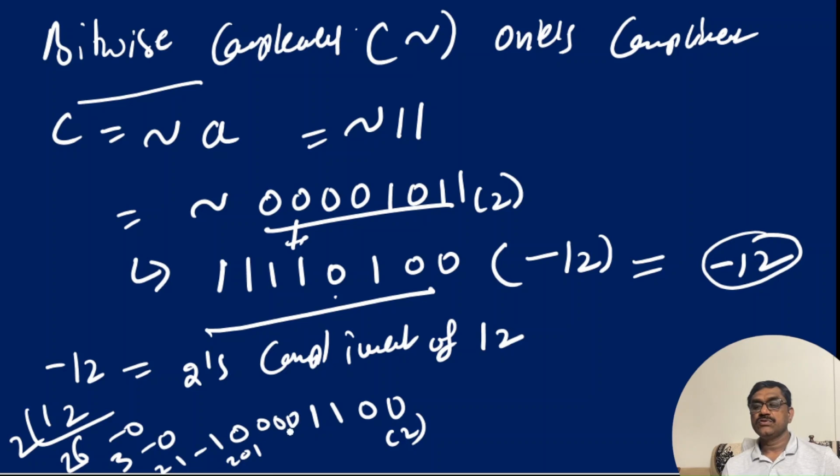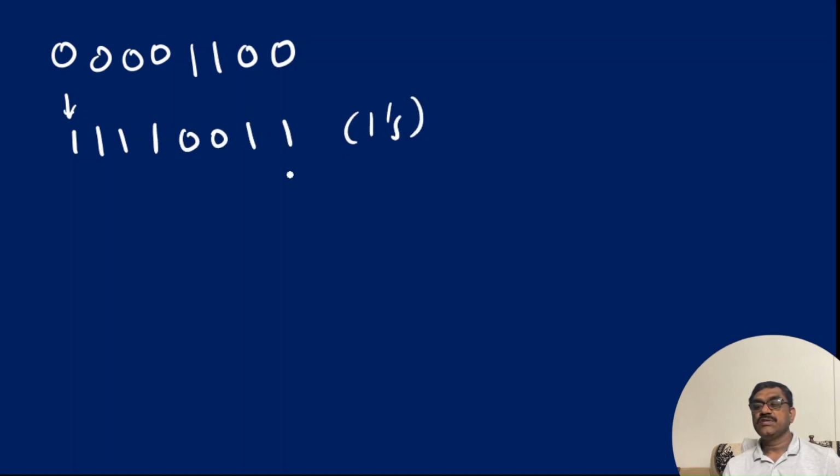So on the left side you write 4 zeros, right? This is the binary equivalent: 0 0 0 0 1 1 0 0. Now this is 12. To get 2's complement, convert into 1's complement: all zeros into 1s and 1s into 0s, giving 1 1 1 1 0 0 1 1. This is the 1's complement. To this you add 1. So we are performing addition. 1 plus 1 becomes 0 and carry is 1. This is binary addition.